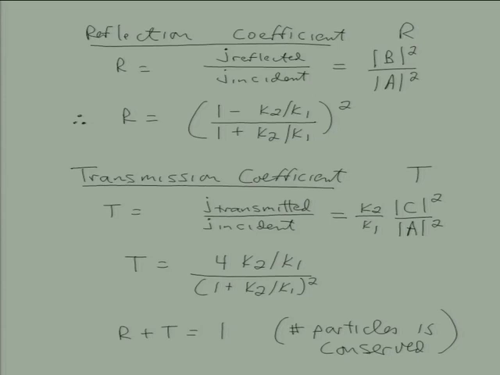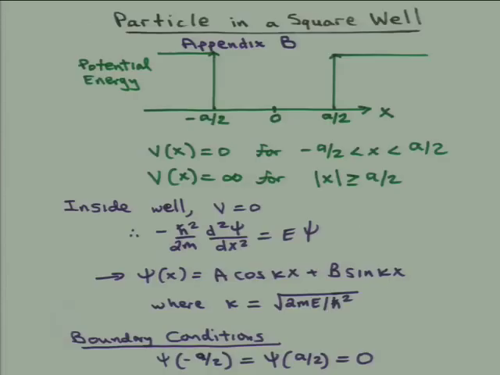Particles are not created in the process, so I better make sure that the total number of particles is conserved. And in fact, if I go through the arithmetic and add up R and T, the reflection coefficient and the transmission coefficient, which again reflect the probability to find the particle, you'll see that it adds up to 1. Particles are being conserved in this case, as they will be in almost all cases we deal with.